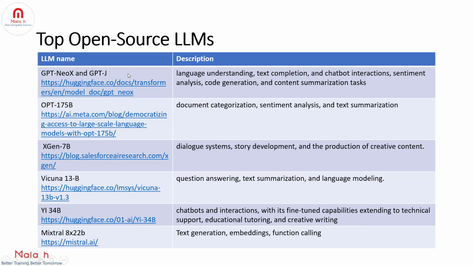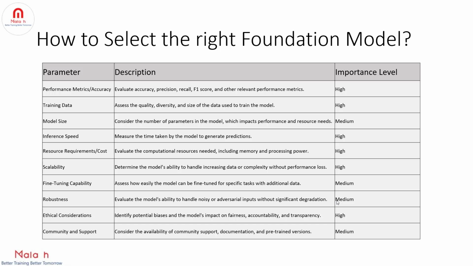So depending on your need, you can choose the best model. And when it comes to selecting the right model, what are some of the parameters that you need to consider when selecting a model, right? So the first one is performance metrics or accuracy. That is, evaluate accuracy, precision, recall, F1 score. We have already seen this F1 score and other relevant performance metrics. So when it comes to performance, the importance should be very high. Of course, the LLM should perform really well, right?